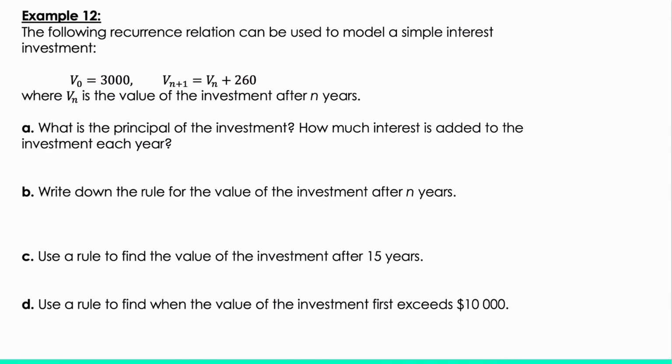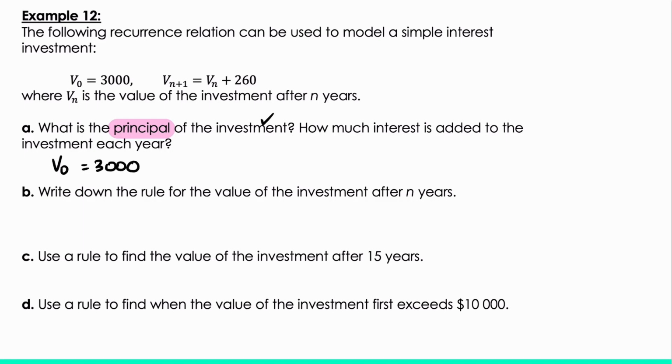So we've got example 12: the following recurrence relation can be used to model a simple interest investment. V0 is 3000, Vn plus 1 equals Vn plus 260, where Vn is the value of the investment after n years. Part A says, what is the principal of the investment? This is the first thing, principal. What do we start with? So we can just write the principal is equal to 3000. So that part of the question is done.